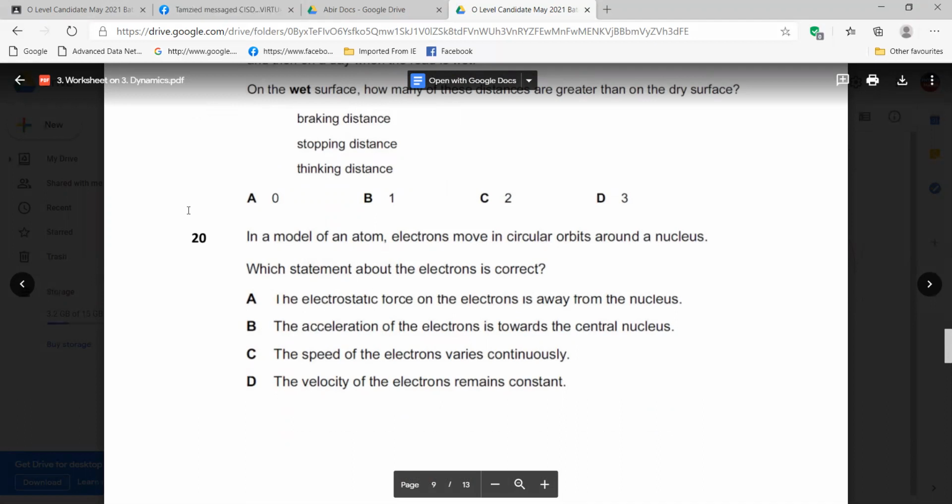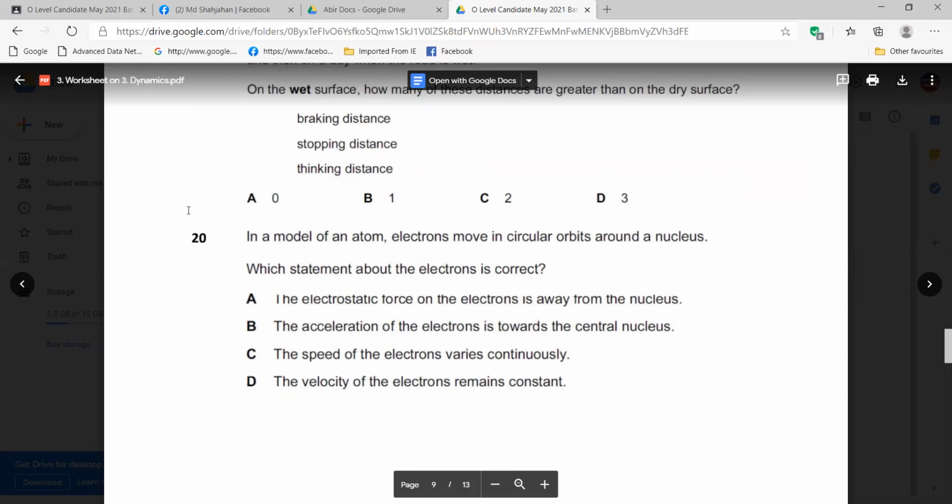The electrostatic force on the electrons is away from the nucleus. The acceleration of the electrons is towards the central nucleus. The speed of the electrons varies continuously. The velocity of the electrons remains constant. So which one do you think is correct? I'm not sure, sir. It's about the circular motion, right?